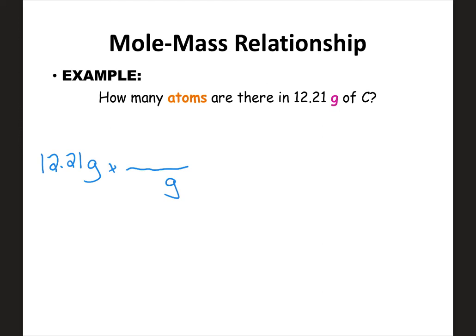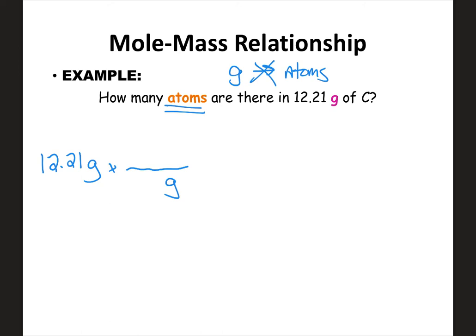In this problem, I'm trying to get to atoms. So I ask myself, do I know a conversion from grams to atoms? And the answer is no. The only conversion I know involving grams is that there's 1 mole for a certain number of grams. The other conversions involve 1 mole equals 6.02 times 10 to the 23rd atoms, molecules, or formula units. Nothing with grams. So yes, I want to get to atoms, but I'm in grams and I can't go from grams to atoms directly.